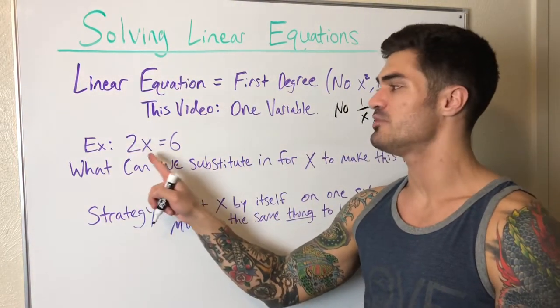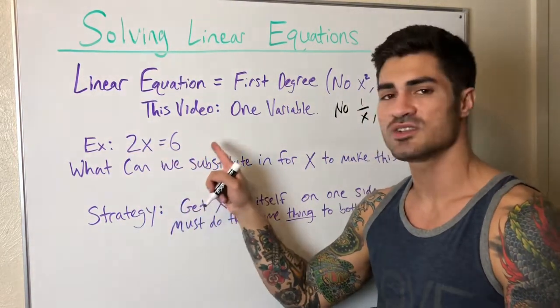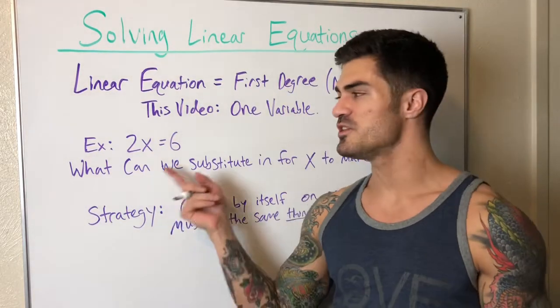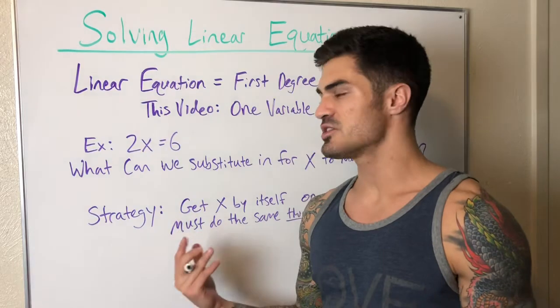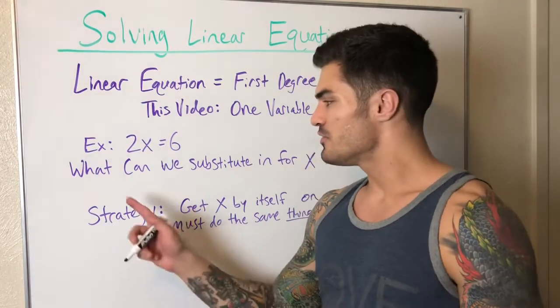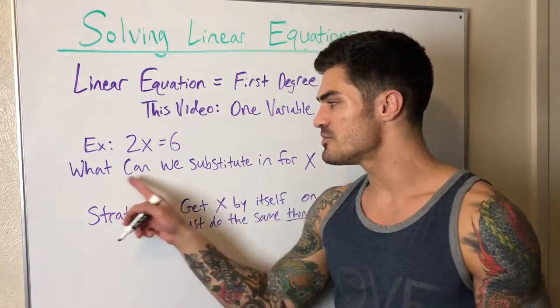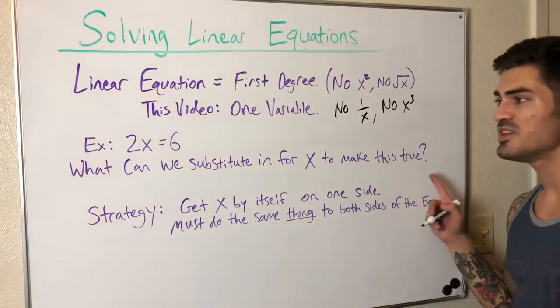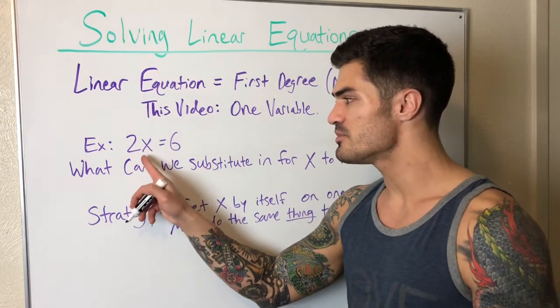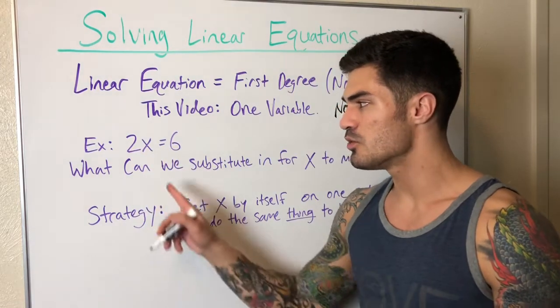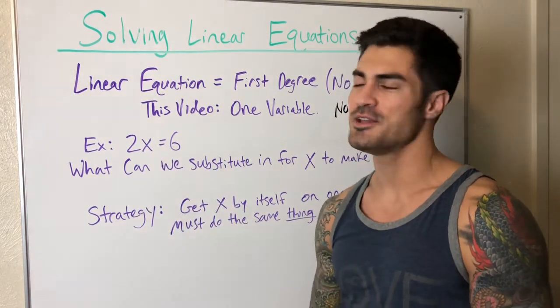So this is an example of a linear equation, 2x equals 6. And the instructions for these usually say something like solve for x. So what does it mean to solve for x? Well, we're looking for some number that we can substitute in for x to make this equation true. So what this means is 2 times some number equals 6. We're trying to find that number, right?